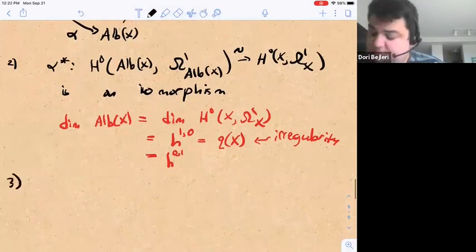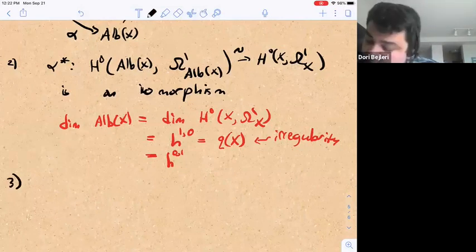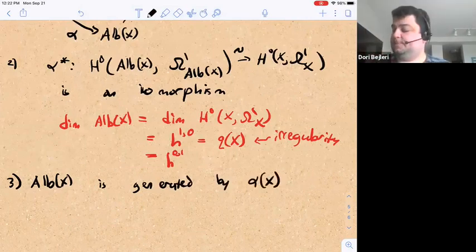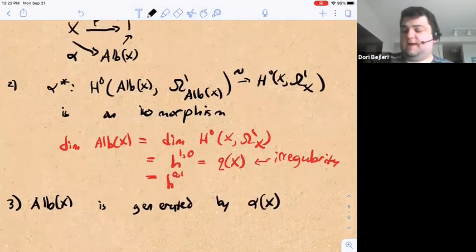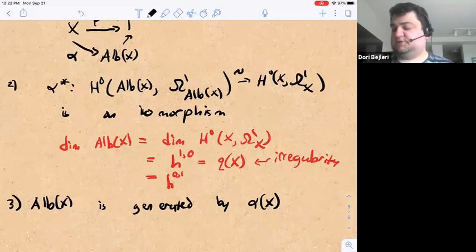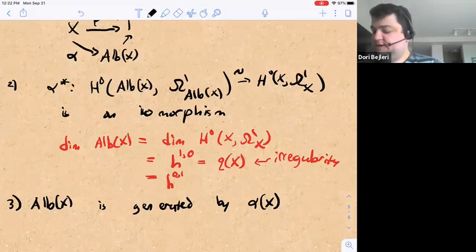From this universal property, we immediately get that as a group, the Albanese of X is generated by alpha of x. Because if you look at the abelian subvariety generated by the image of x, that'll give some factorization of alpha, but by the universal property, the Albanese is the initial one, so it has to be the whole thing.